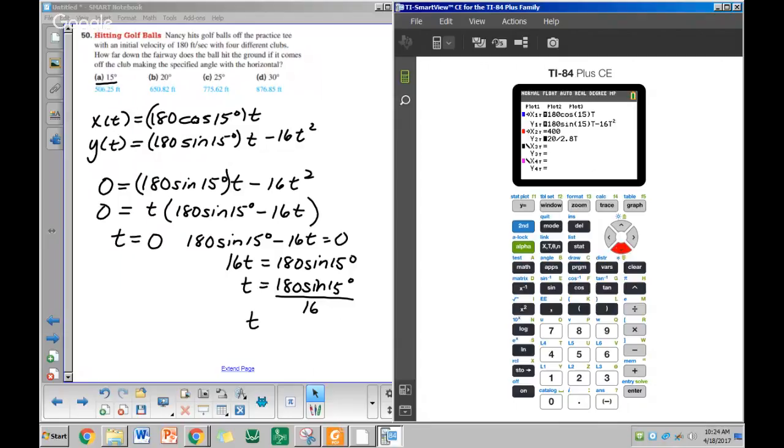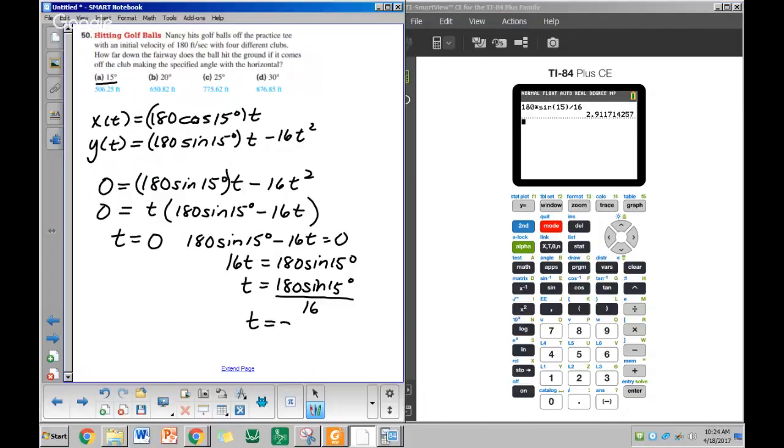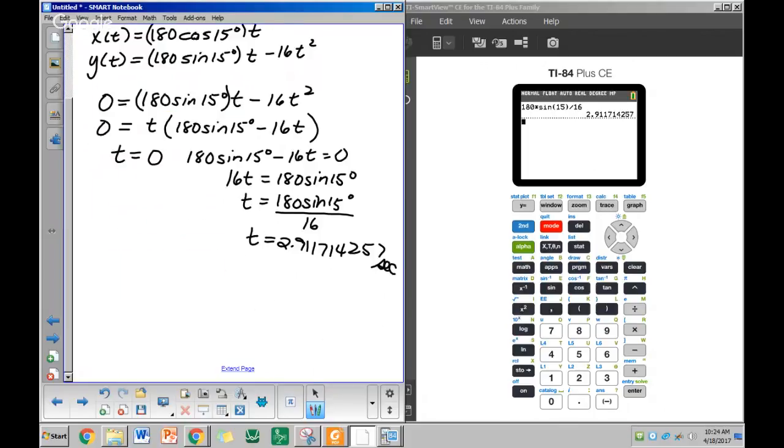Okay, so I'm just deselecting this so it won't graph that part. So I know that the time here is what? Let's write it down. We said 2.911714257 seconds. So how do I figure out how far the ball went? Well, how far the ball went is going to be the horizontal piece, isn't it? So I want to do x of 2.911711425, right? Now, is there a way to do that on the calculator without much effort since I stuck it in y equals?